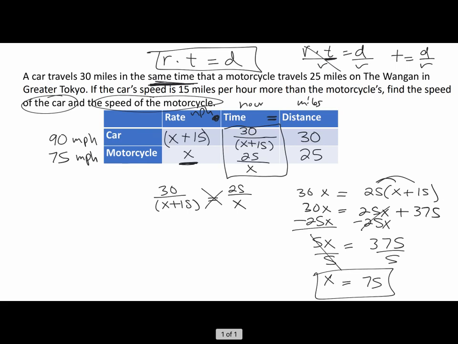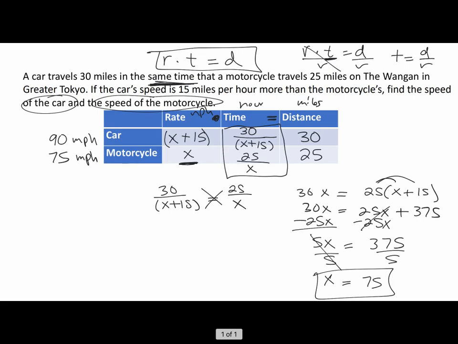Well, what's the context of the situation? They are traveling on the Wangan in Greater Tokyo. And it seems like excessive speeds here. But the Wangan is a famous strip for racing, so that's why these speeds are very high.